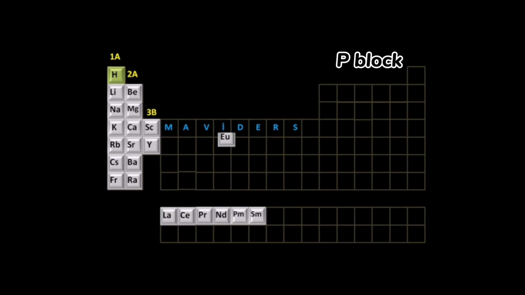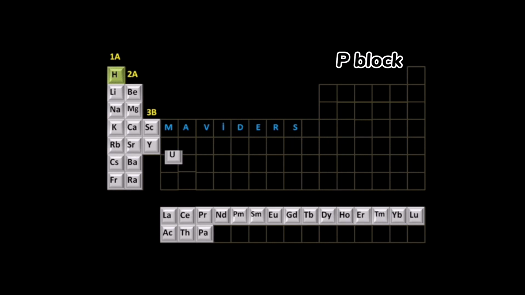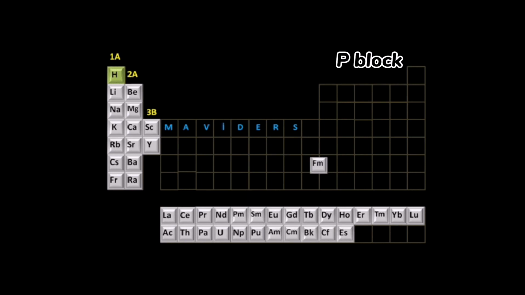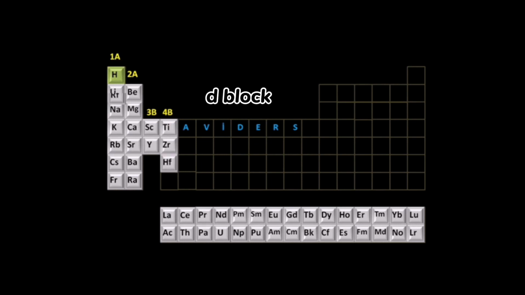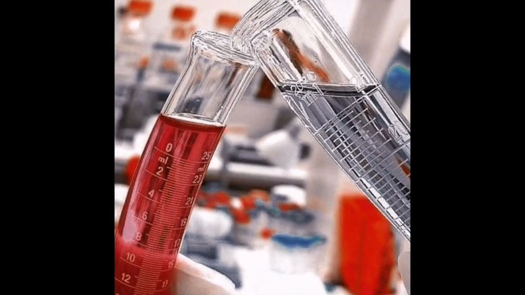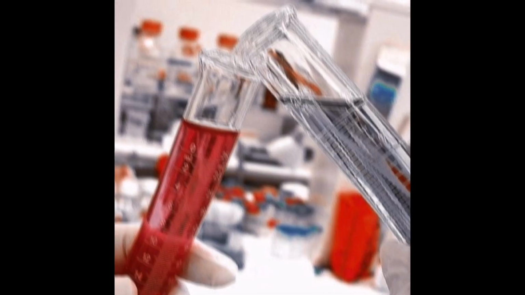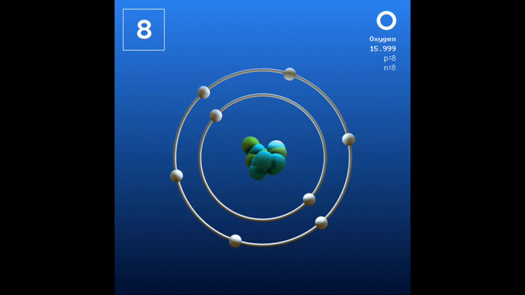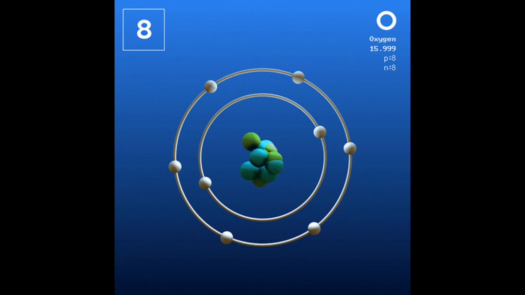P block elements. P block elements are those in which the last electron enters one of the 3 p orbitals of their corresponding outermost shells. There are 6 groups in this block, 13 to 18. D block elements. Elements in which the last electron enters any one of the 5 d orbitals of their respective penultimate shells are called D block elements. The D block is divided into 10 vertical columns or groups numbered 3 to 12.